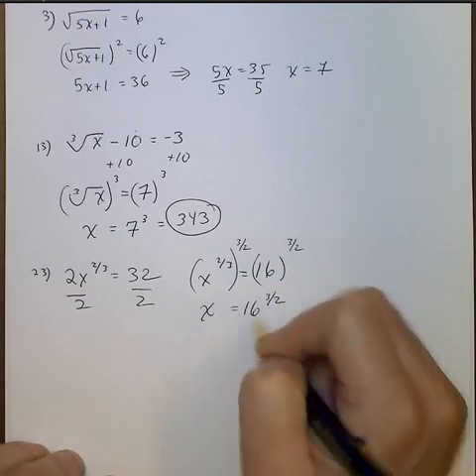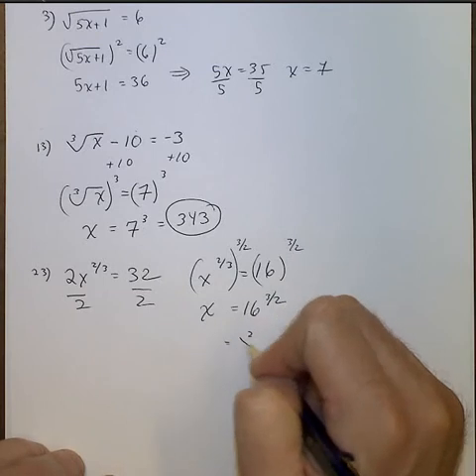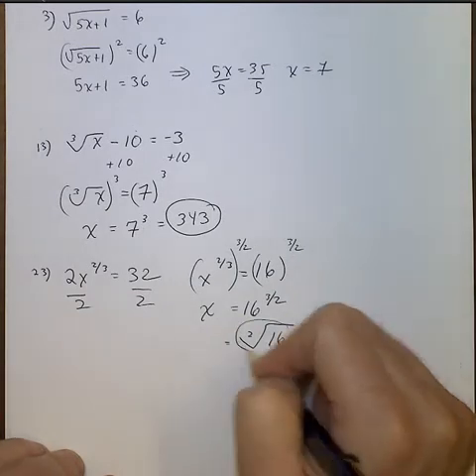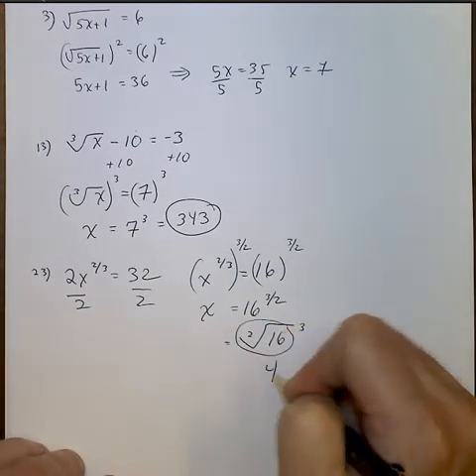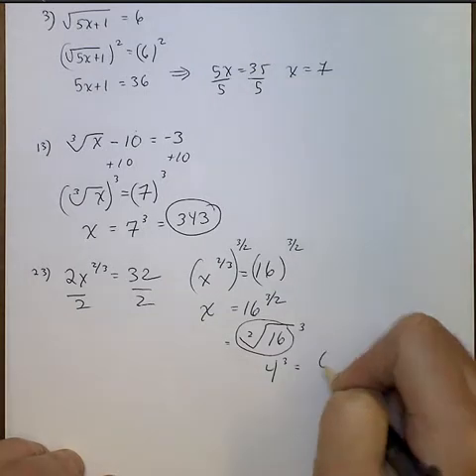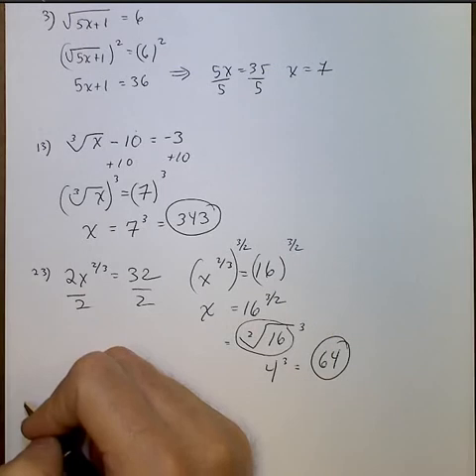Now, you can solve this without your calculator. 16 to the 3/2 is the same as the square root of 16 cubed. The square root of 16 is 4, and 4 cubed is 64. Okay? And let me do one more for you. We'll do number 35.